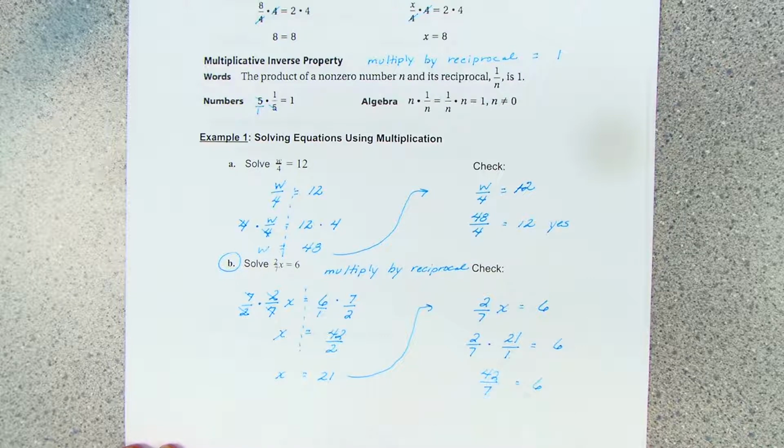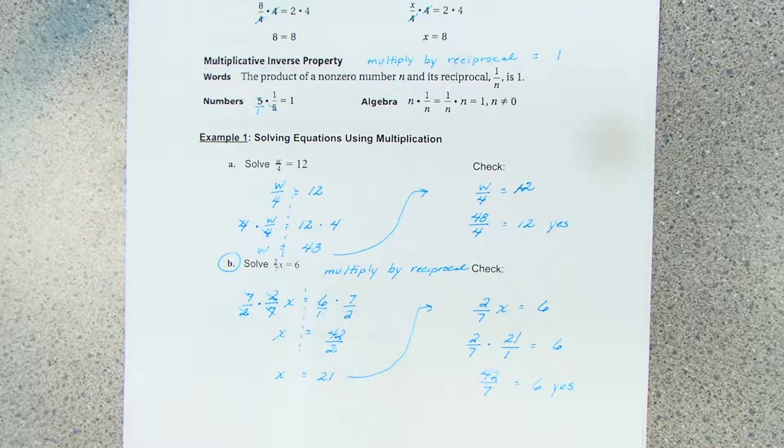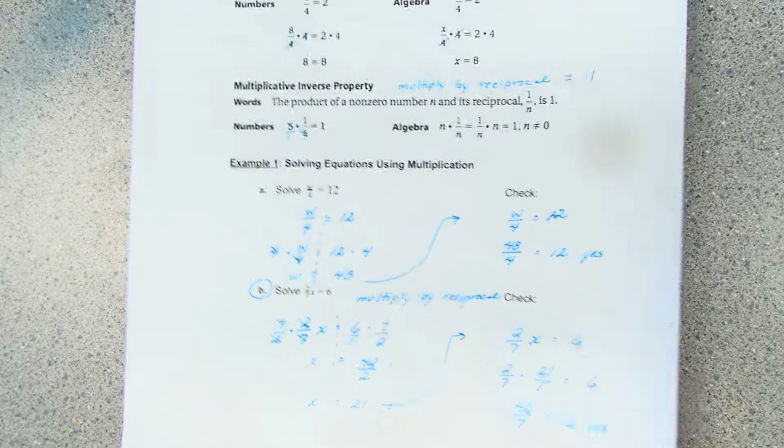Is 42 divided by 7 equal to 6? Yes, it is. So check your answer by taking the value that you get for x and substitute it back in and make sure that it gives you that expected answer. If it doesn't, then you need to go back and check your math.